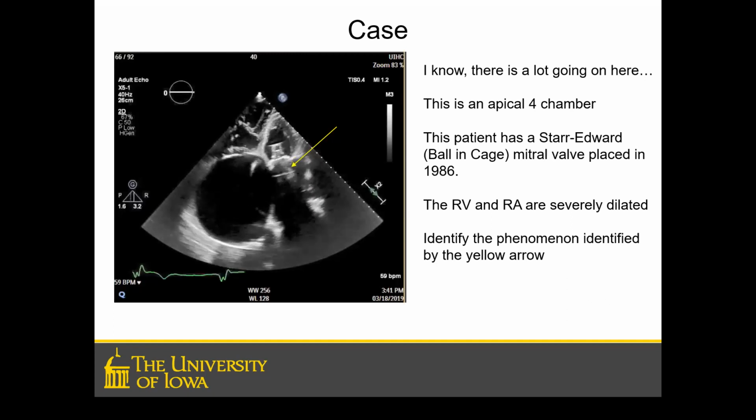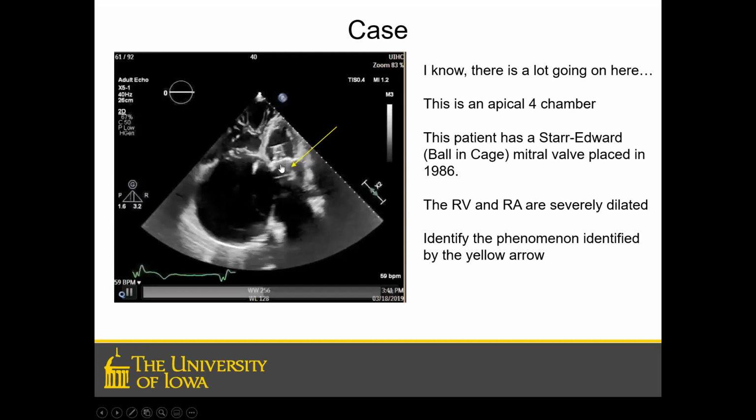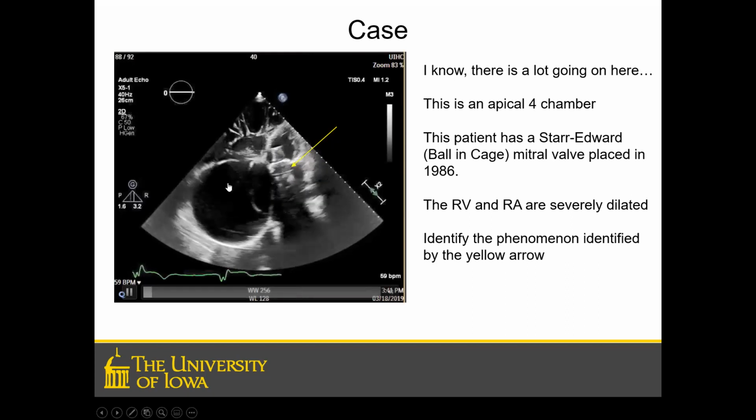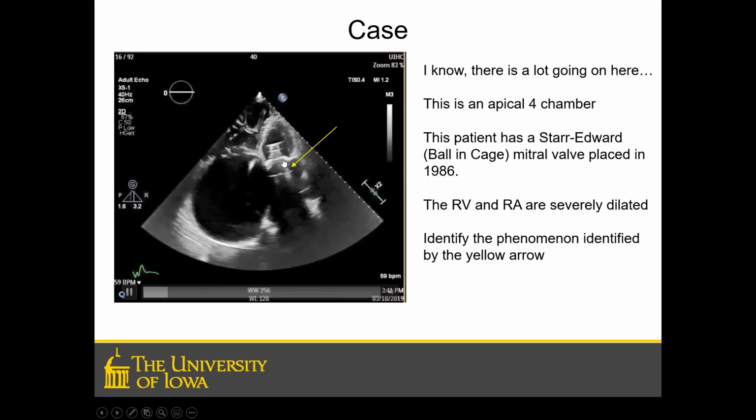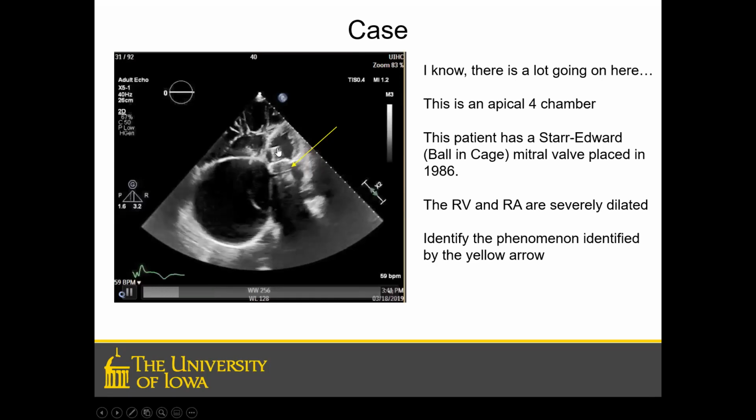So this patient has their valve in the mitral position, and has a massively dilated RA and RV over here. But what we want to talk about is what this arrow is pointing to. So this is a reverberation artifact. This is a ball and cage valve, so the cage is going here and the poppet is going back and forth. And you can see that there's a reverberation artifact of this displayed here.